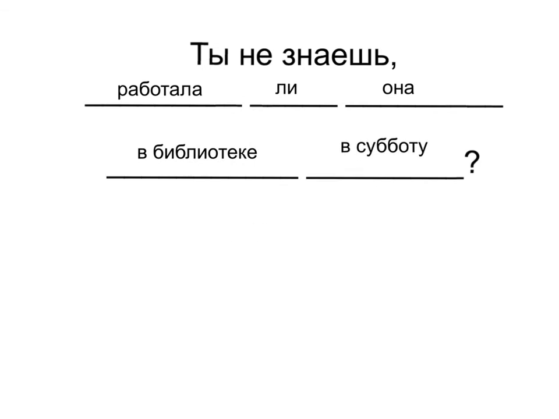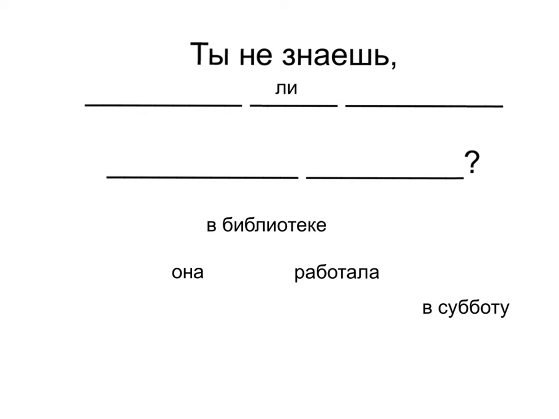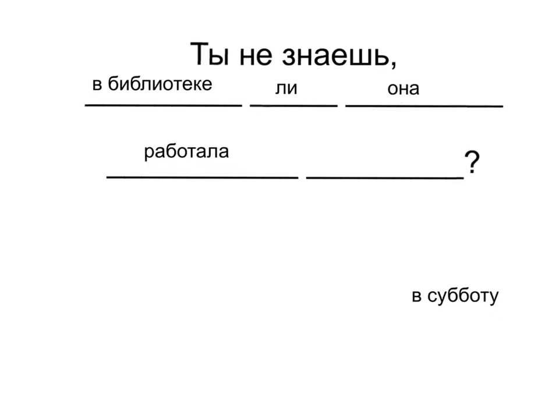Again, after the li, the word order is somewhat flexible. There might be subtle differences in meaning depending on which things you put last, but it's not nearly as strict as what it is for the first two elements. And let's take some other possibilities. So we take everything away except for the li. What if we know that she worked somewhere on Saturday, but we don't know where it was? Was it in the library or was it somewhere else? Ты не знаешь, в библиотеке ли она работала в субботу?